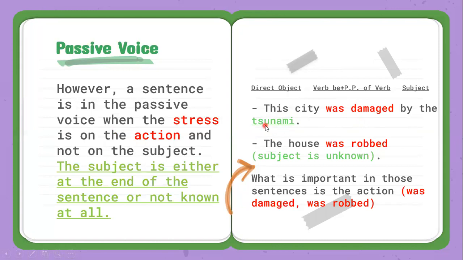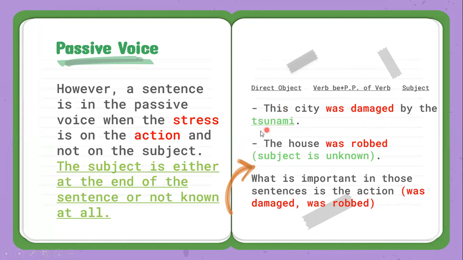So instead of saying tsunami damaged the city, I said the city. So I switched the position of the direct object and the subject, okay? In the active voice, the subject was at the beginning of the sentence, then I had the verb, then the direct object. Here it's the other way around. I have the direct object first, which is the city, and then it was damaged by the subject. And I can remove by tsunami, I can remove the subject, and I can just say the city was damaged.